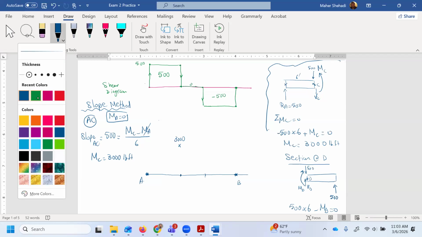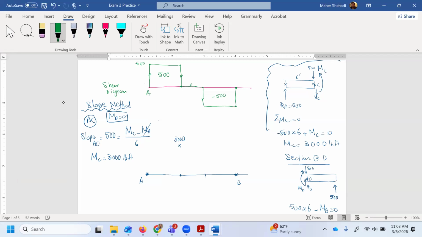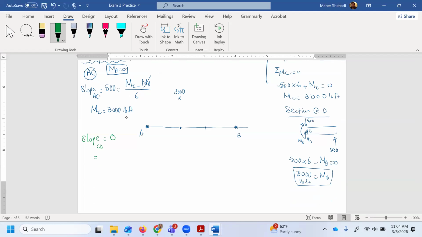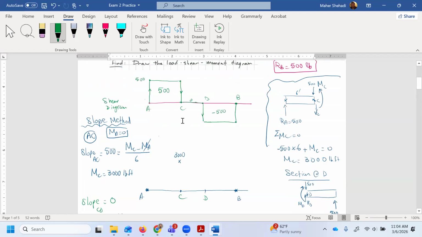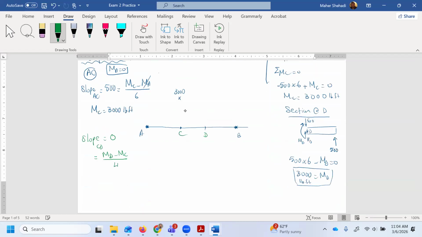Next, we'll do the second one. So if you notice here, that's A, C, D, and B. That's the second one, section CD. The slope for CD, the value for the shear, is 0, and that's equal to MD, so y2 minus y1 divided by 4 feet, and it's equal to 0. Therefore, MD is simply equal to MC, and that's what we got here, 3,000 and 3,000.